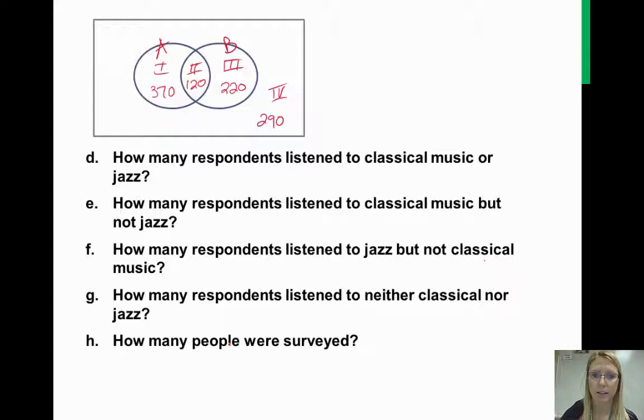How many respondents listen to classical music or jazz? We got that word or. And remember, or was A union B. So it's going to be everything in regions 1, 2, and 3. So we're going to add those together. 370 plus 120 plus 220. And that total is 710.